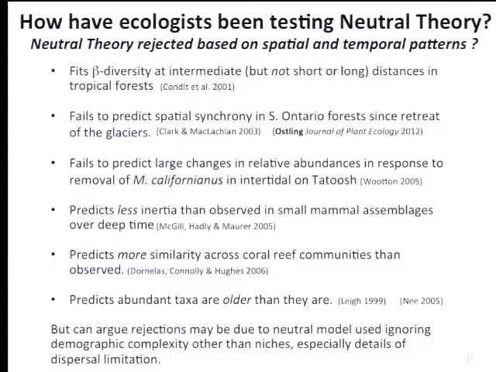Also interesting is this thing that Lee pointed out, that abundant taxa are predicted to be older than they actually are if you use neutral theory. Sean Nee pointed out that if you incorporate community size fluctuations, that really doesn't hold out. So in all the cases, really, a lot of the cases of tests of neutral theory, you could argue that ignoring demographic complexity is an issue.